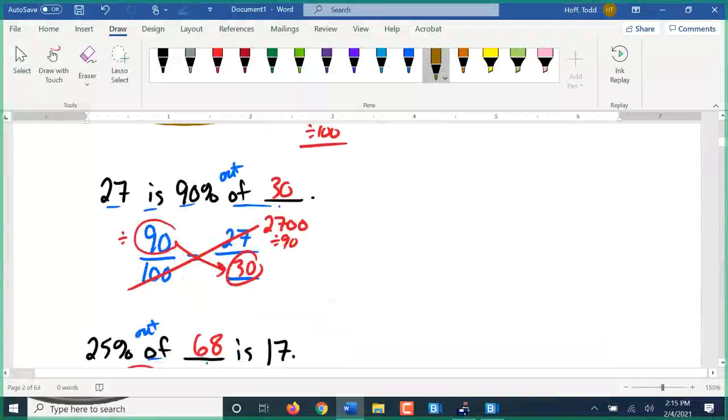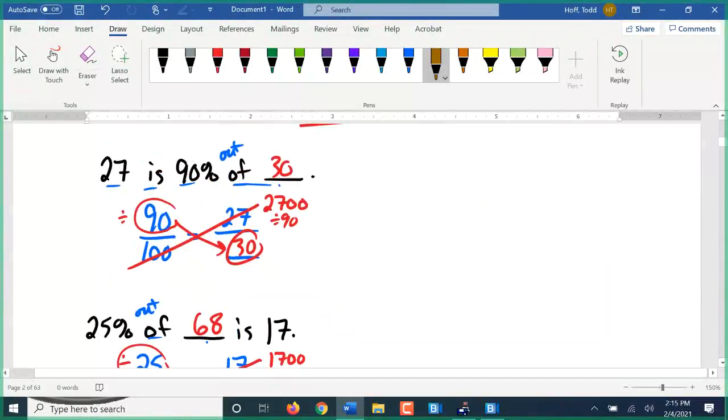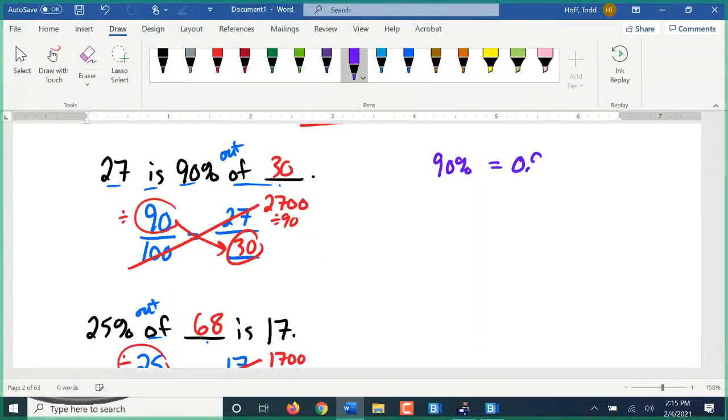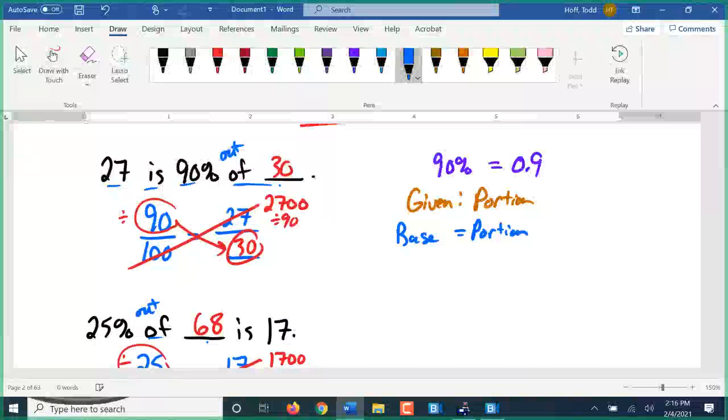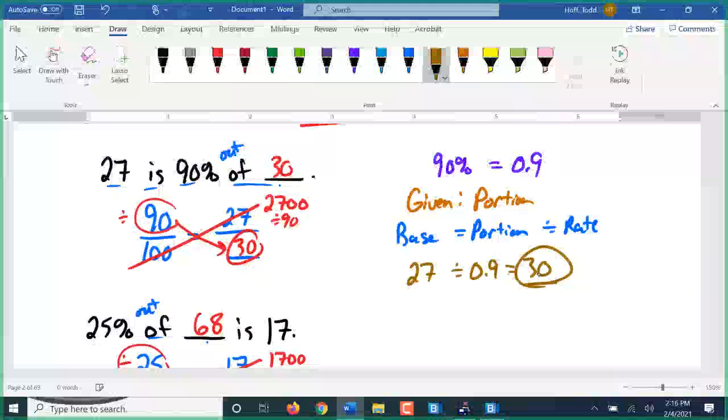When we have a different setup, like this next problem, well, we still have the percent, 90%, which as a rate is going to be 0.9. But this time we are given that portion of interest. To find the base amount, we're going to take the portion divided by the rate. So here we were given the portion of 27. We divide by the rate of 0.9, which gives us 30. Same answer we had over here.